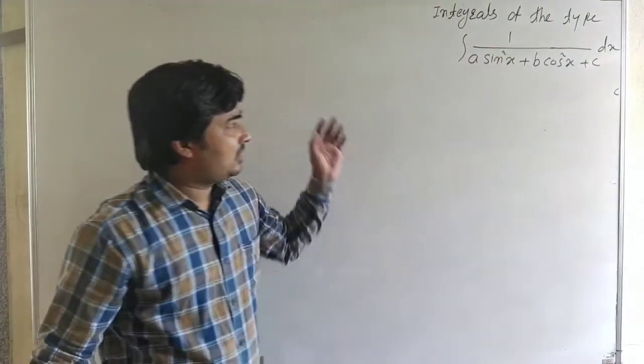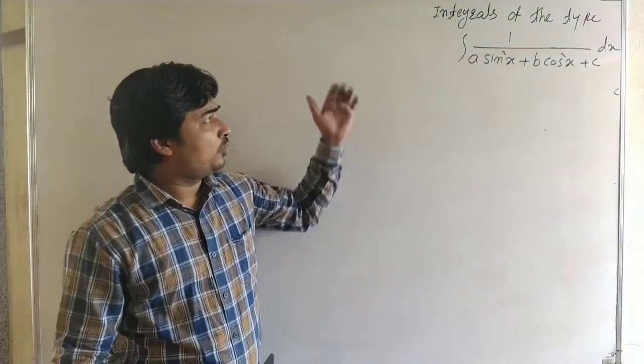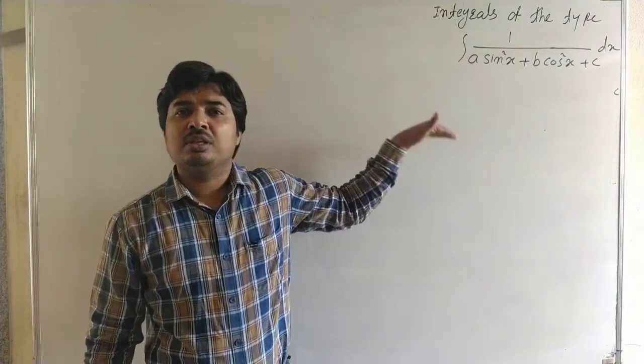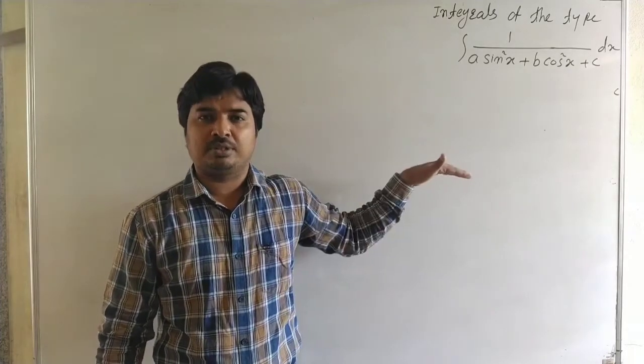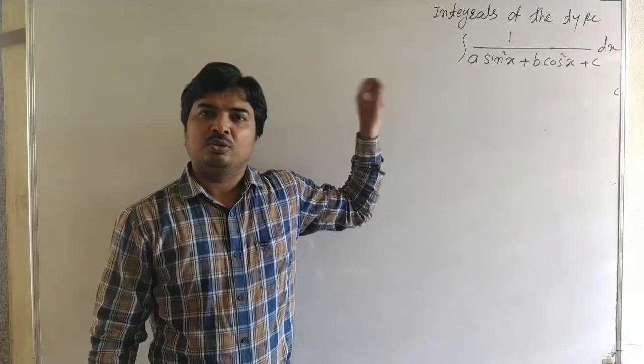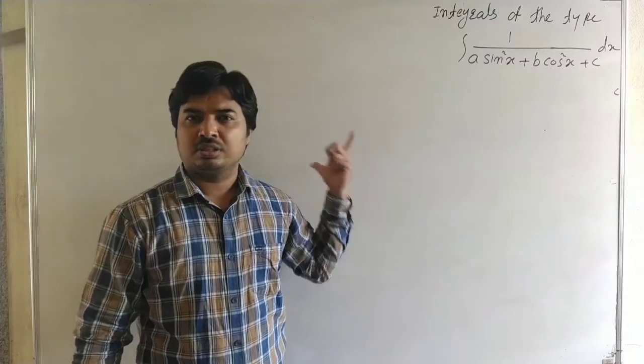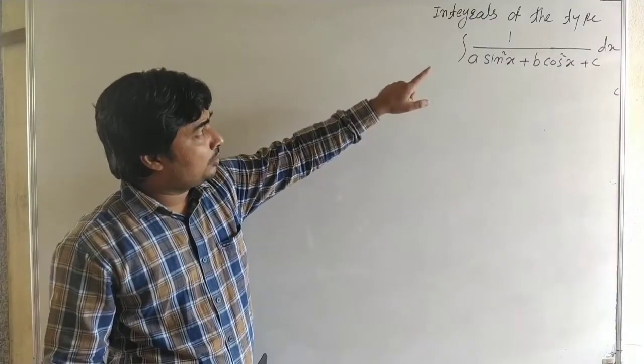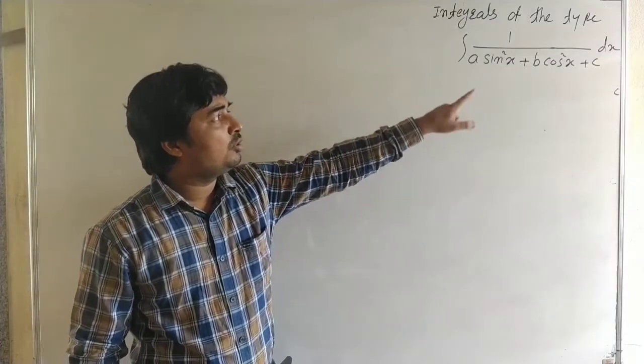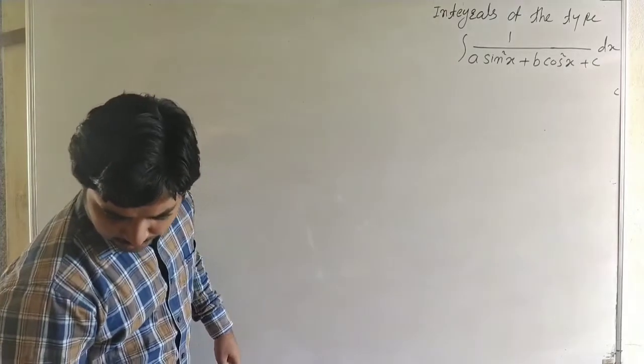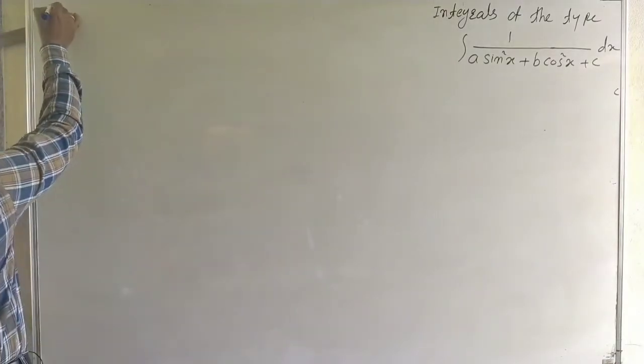In the last lecture we saw the example 1 upon ax square plus bx plus c, that is 1 upon a quadratic function, and with the completing square method we can solve it. Here the structure of the problem is 1 upon a sin square x plus b cos square x plus c. That means the examples in this type. Here we can see one example.